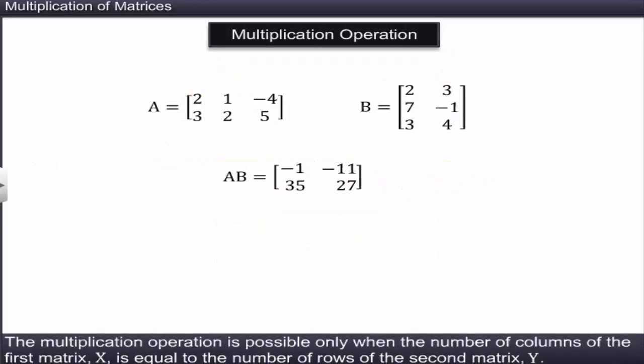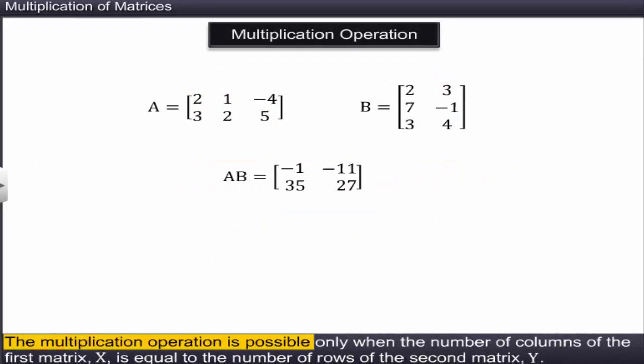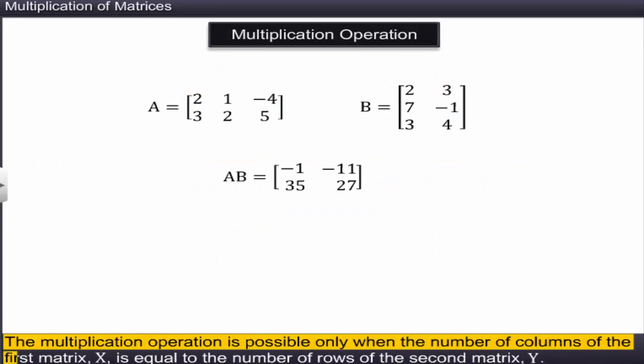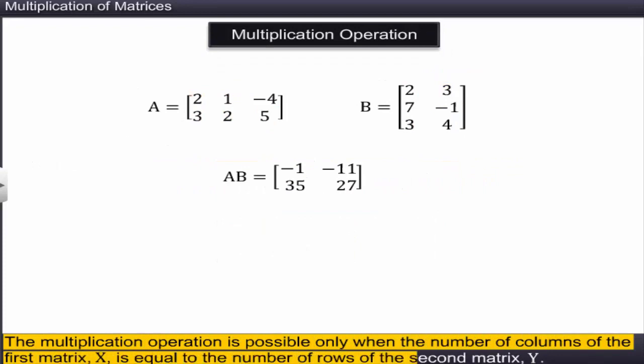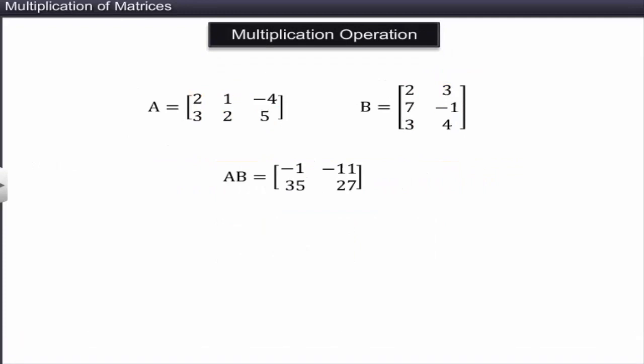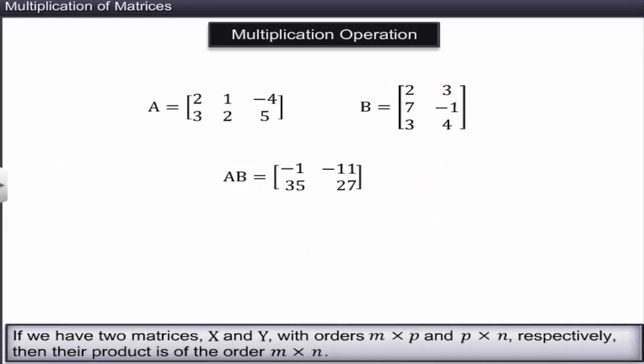Here, we have to note that the multiplication operation is possible only when the number of columns of the first matrix X is equal to the number of rows of the second matrix Y. If we have two matrices, X and Y, with orders M by P and P by N, respectively, then the product of the two matrices is of the order M by N.